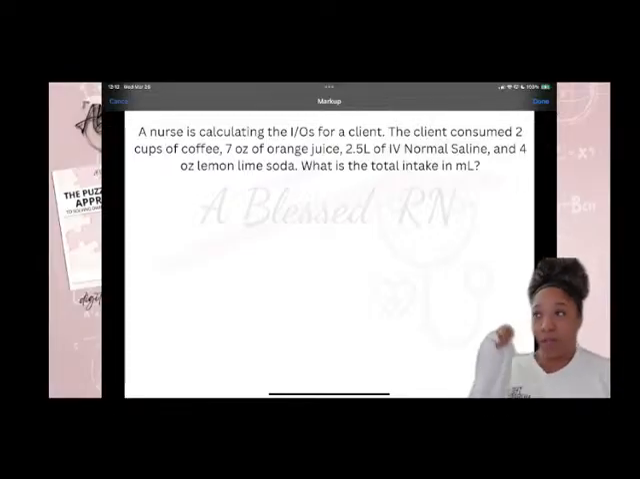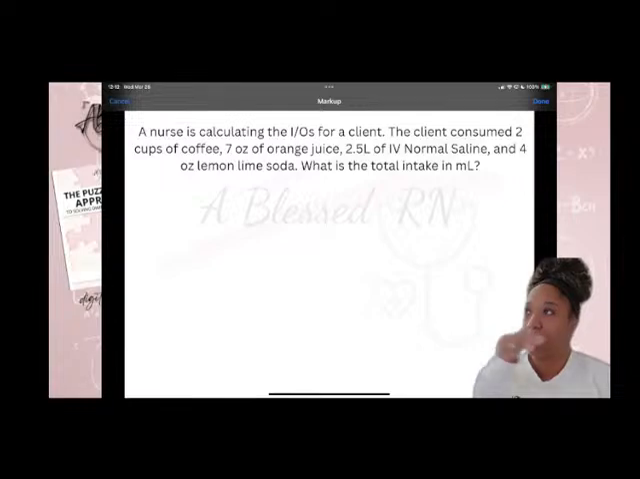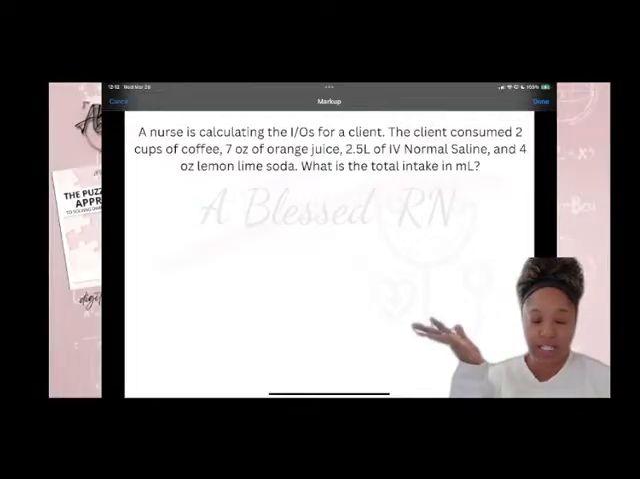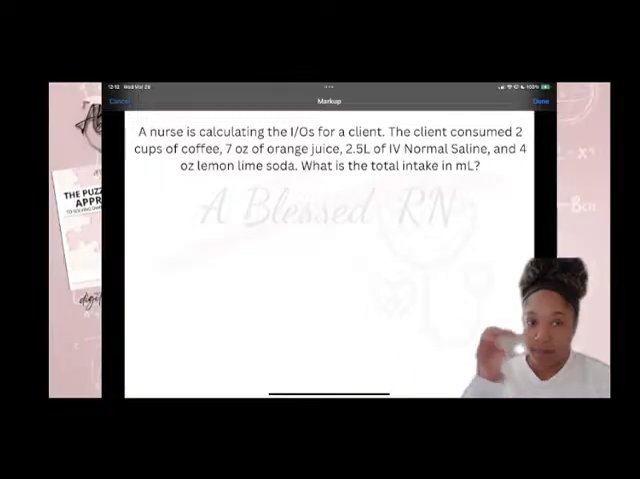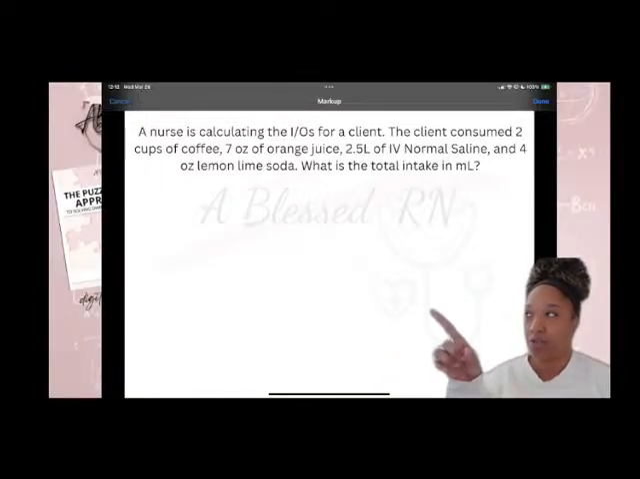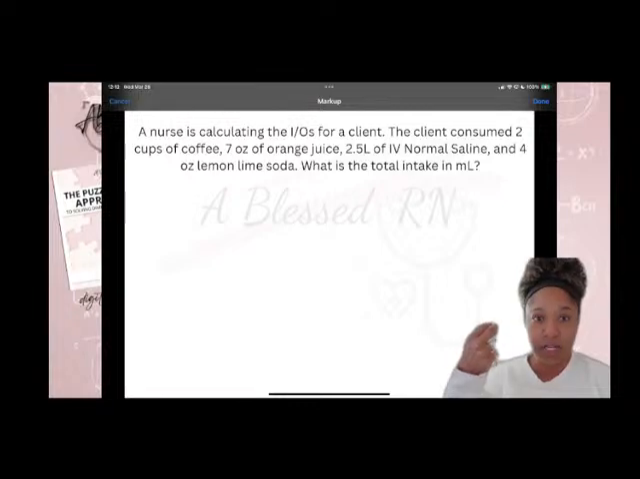It's got to be. Okay, so this is what we'll do. We'll convert all of our available amounts to milliliters. First, if you have two or more things that are the same unit of measure, you can combine like terms and just do one conversion. You see how that 7 ounces of orange juice is in ounces, and that 4 ounces of lemon lime soda is in ounces. You can add those two together, 7 plus 4 is 11, and you could just do one conversion. The rest of them we'll have to do individually.